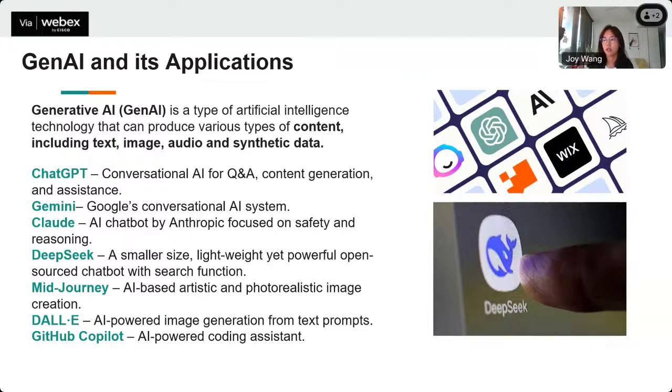So these are chat-based applications, but we also have image generation applications, for example Midjourney and DALL-E. These two applications are designed to generate very realistic and very creative images. This has been used in many industries, for example, the entertainment industry for creating videos and pictures, and it has also been widely used in the design industry, especially in marketing. And also we have GitHub Copilot, which is an AI-powered coding assistant to help us debug and write code.